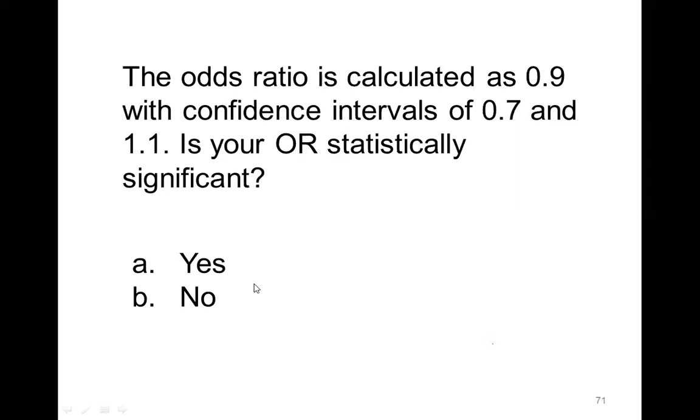All right, so the odds ratio is calculated as 0.9 with confidence intervals of 0.7 and 1.1. Is it statistically significant? Yes, Angela, it was the wrong question. I think I showed you the answer, so I kind of expect you guys to get it right.